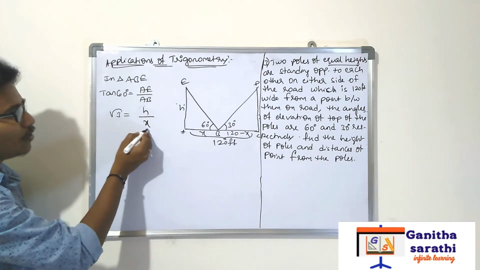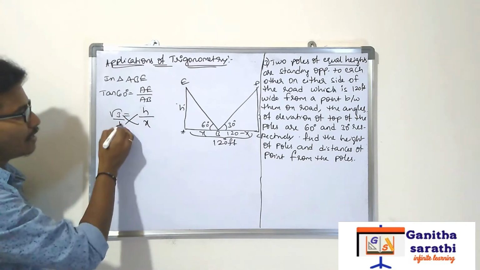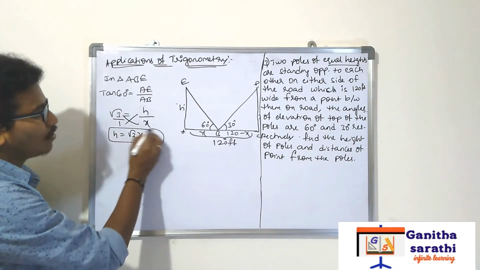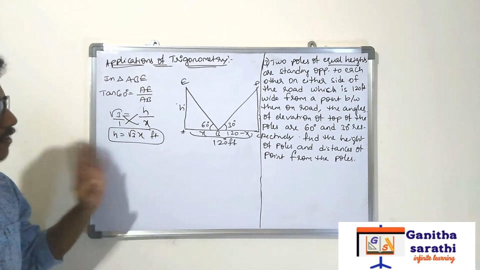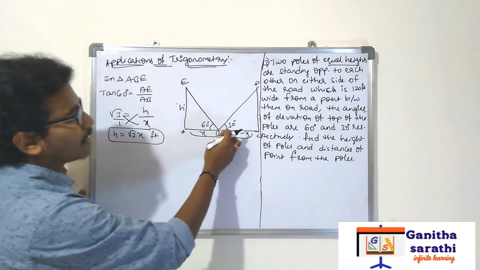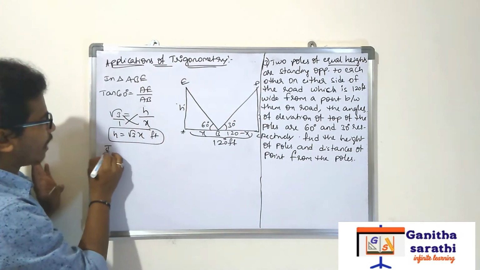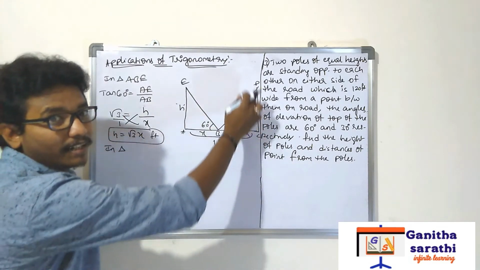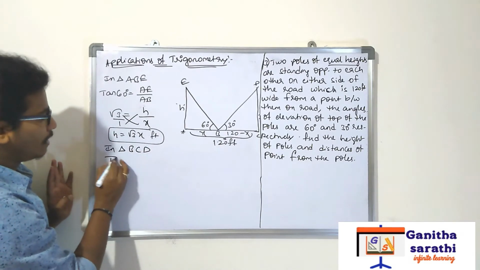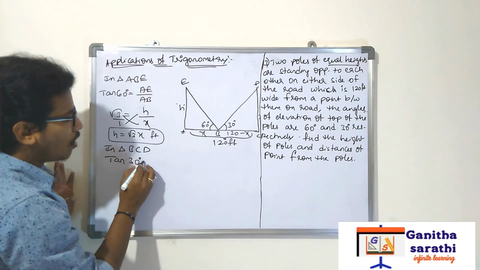So H is equal to root 3 into X. H into 1 will be H, root 3 into X will be root 3X. H is equal to root 3X feet. Okay, H is equal to root 3X. Next, take this triangle. What is the triangle? In triangle BCD, tan 30 is equal to opposite side.